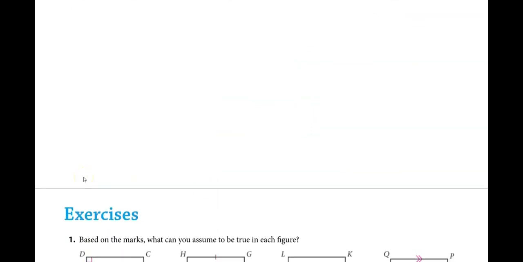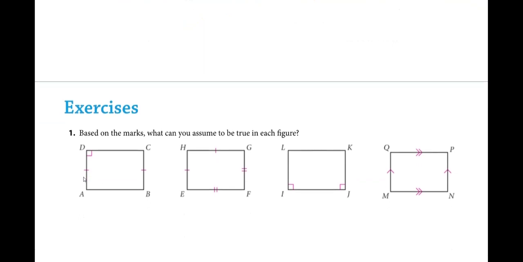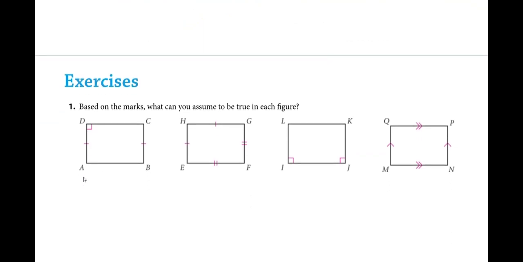Okay, now we're going to do some problems down here, okay? So based on the marks, what can you assume to be true in each of these? Yeah, so this is just a quadrilateral. We don't have a special name for this. Okay, we do know it has one right angle. And we do know it has one pair, whoa, I wrote one pair, pretty crazy. We do know it has one pair of parallel or congruent sides. So we could say side AD is congruent to side BC, but it's still just a generic quadrilateral.